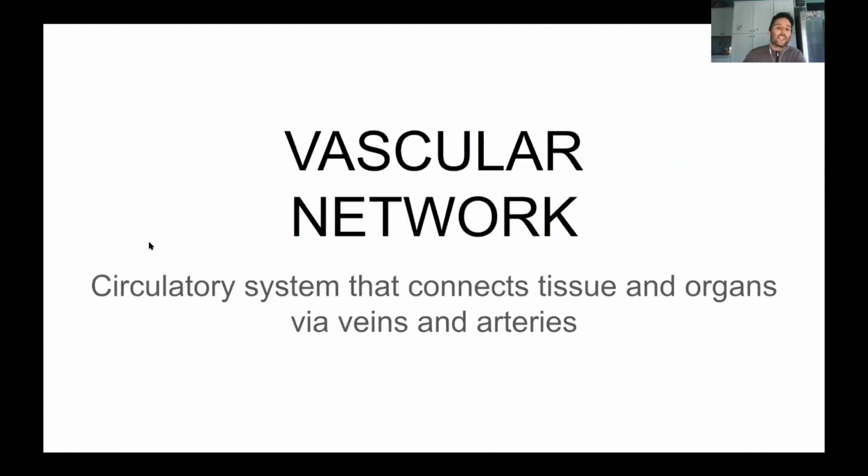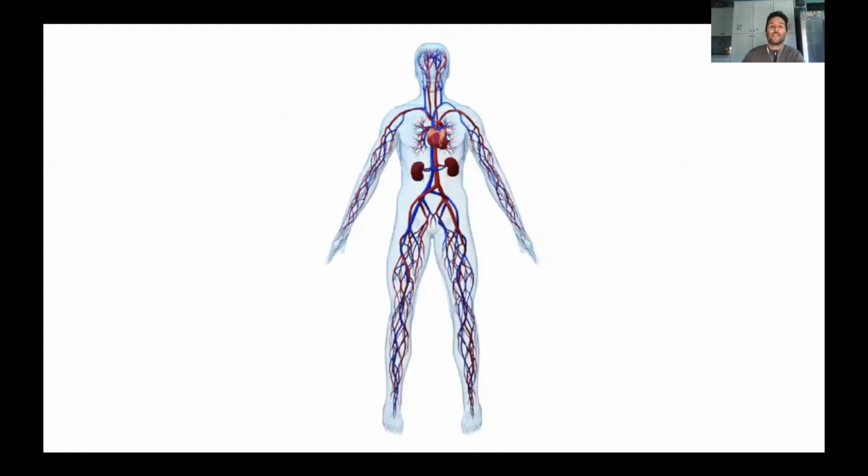A vascular network. Your whole body is a network. It's a network of veins and arteries connecting organs and tissue. And as someone has said in the chat, your brain is a network of neurons connected to each other. And these networks are used by scientists and medical researchers to model and better understand how the human body works.